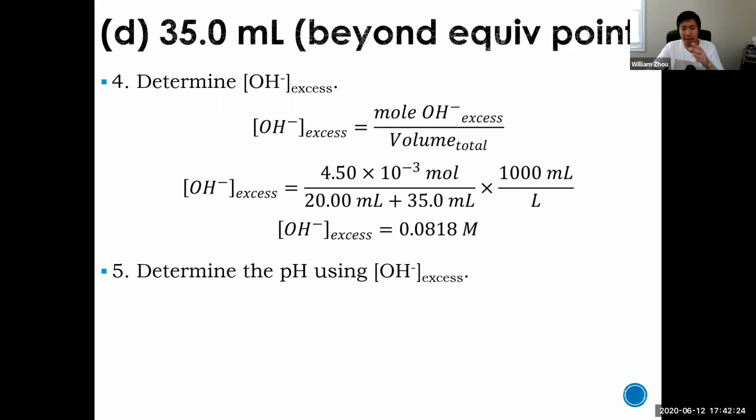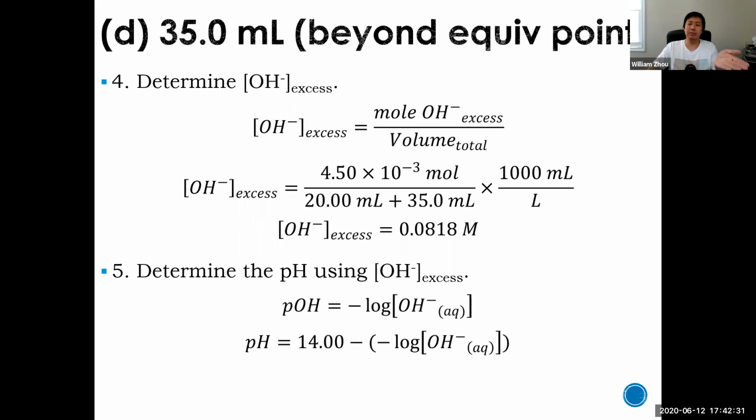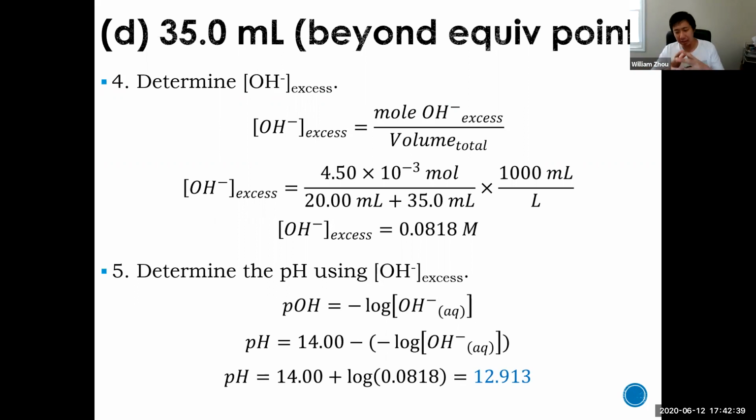And then you do negative log. Negative log of this number is the pOH. You subtract that from 14. We've seen this many times. The final resultant pH is 12.913. Three decimal places are needed because you have 3 sig figs in your concentration. This is quite a high pH because you have an excess of base. You're now at a strong base. That makes total sense. You good?